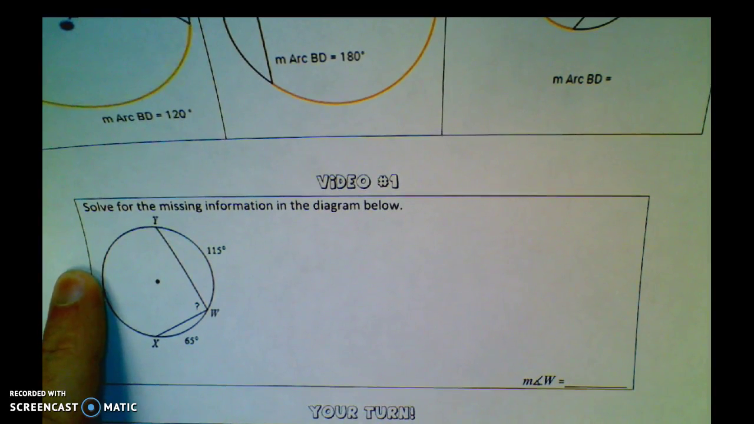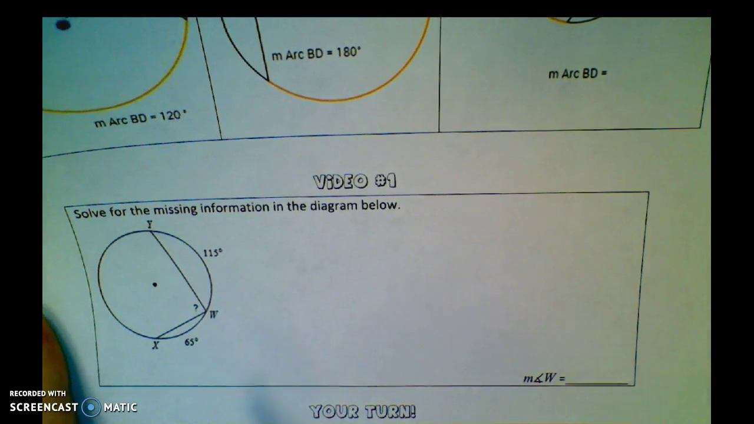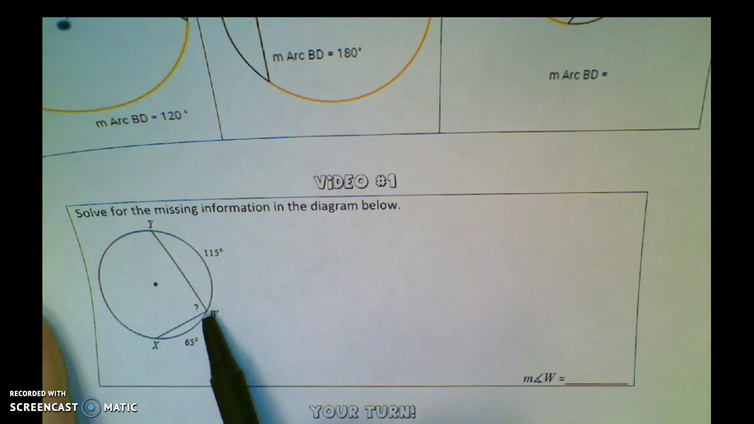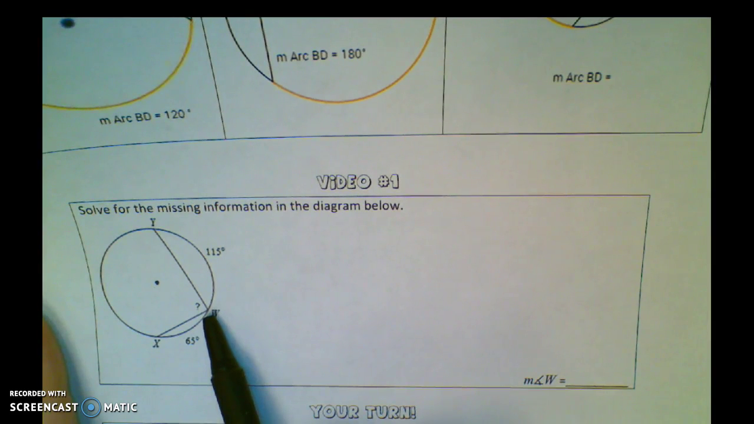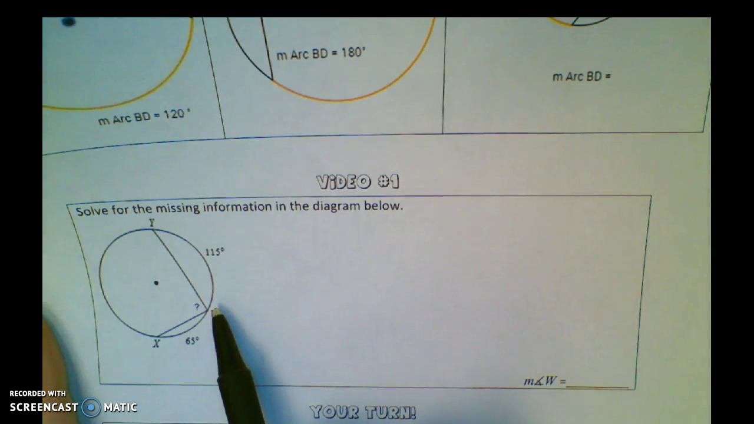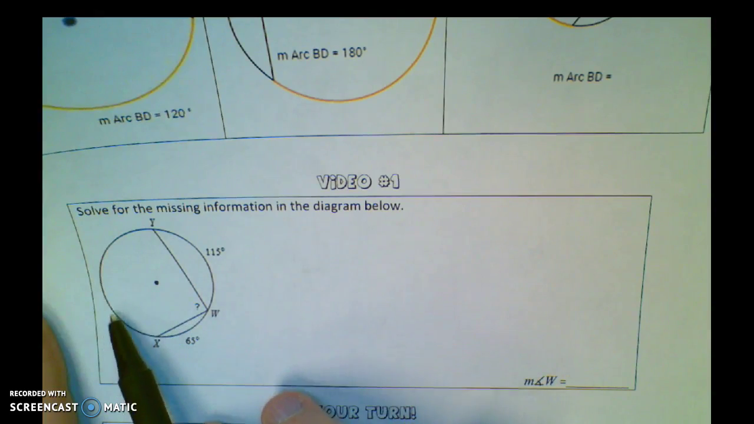Alright, let's take a look and practice with inscribed angles. Inscribed angles are the angles that have their vertex on the circumference of the circle. This is how you know it's an inscribed angle versus a central angle. To find the value of inscribed angles, you need to find the arc lengths that they form.